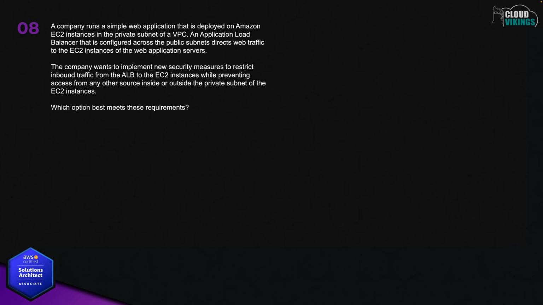Question 8. A company runs a simple web application that is deployed on Amazon EC2 instances in the private subnet of a VPC. An application load balancer that is configured across public subnets directs web traffic to the EC2 instances of the web application servers. The company wants to implement new security measures to restrict inbound traffic from the ALB to the EC2 instances while preventing access from other sources inside or outside the private subnet of the EC2 instances. Which option best meets these requirements?